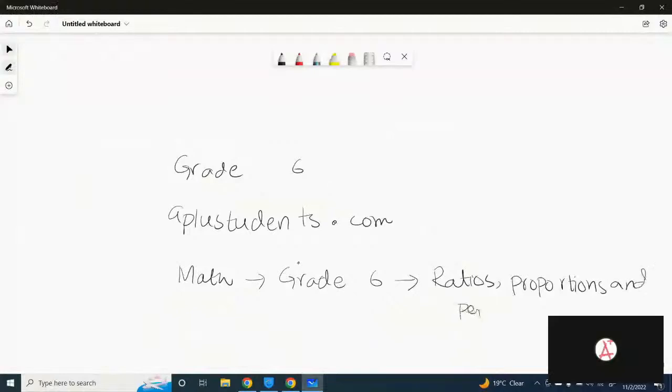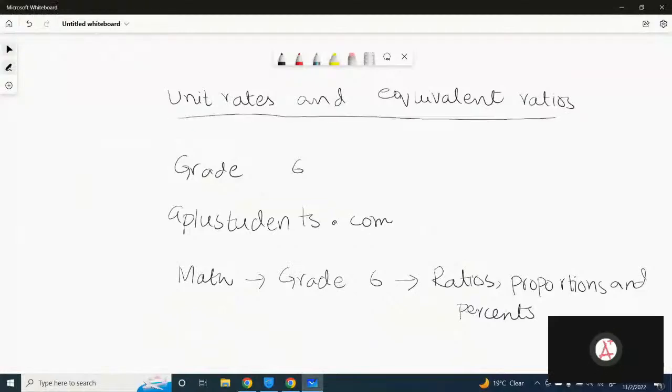So the topic we're going to start with is unit rates and equivalent ratios. So please, before starting the topic, make sure you have your pen and pencil so that you can note down the important points and definitions as well. Got it? Let's start with the examples.